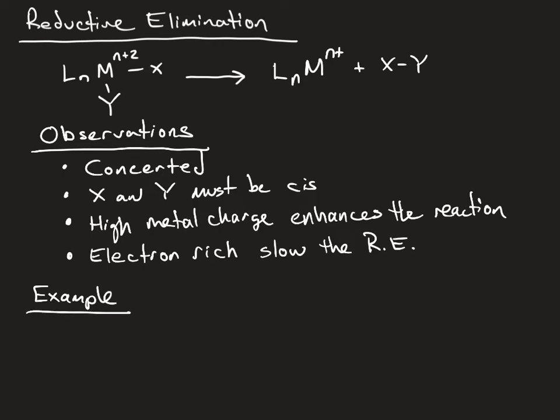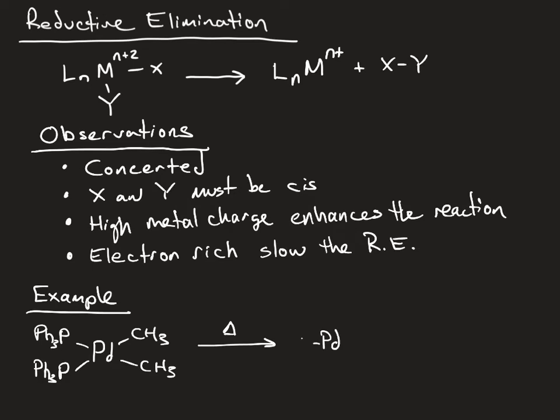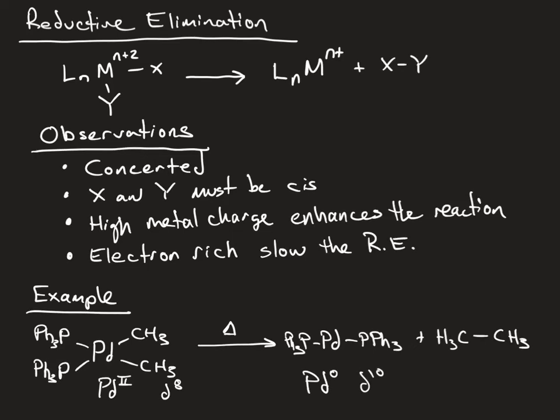As an example, we can look at the reductive elimination from a square planar palladium species. So this square planar palladium 2, if you dissolve this in a solvent like DMSO and you heat it up to 80 to 100 degrees C, what you form is the two-coordinate palladium phosphine species, plus you couple together the two methyls, forming ethane. So you've reductively eliminated from that palladium center. You've gone from a palladium 2, D8, to a palladium 0, D10 species. You've reductively eliminated two methyls, forming ethane.